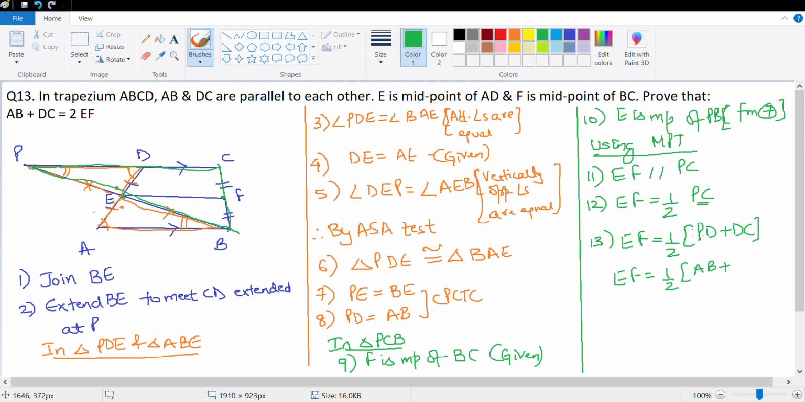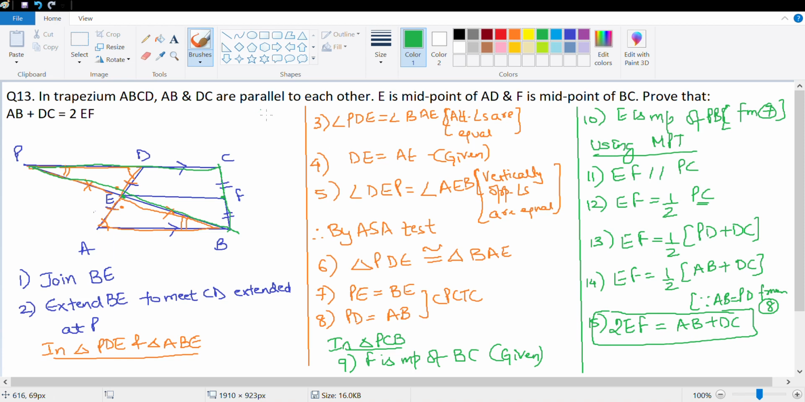And instead of BC, I write BC. Why? Since AB is equal to PD, from where did we get this? We got it from 8. This was number 14. So number 15 would be 2 times EF is equal to AB plus DC. That's what they wanted me to prove. 2 times EF is equal to AB plus DC.